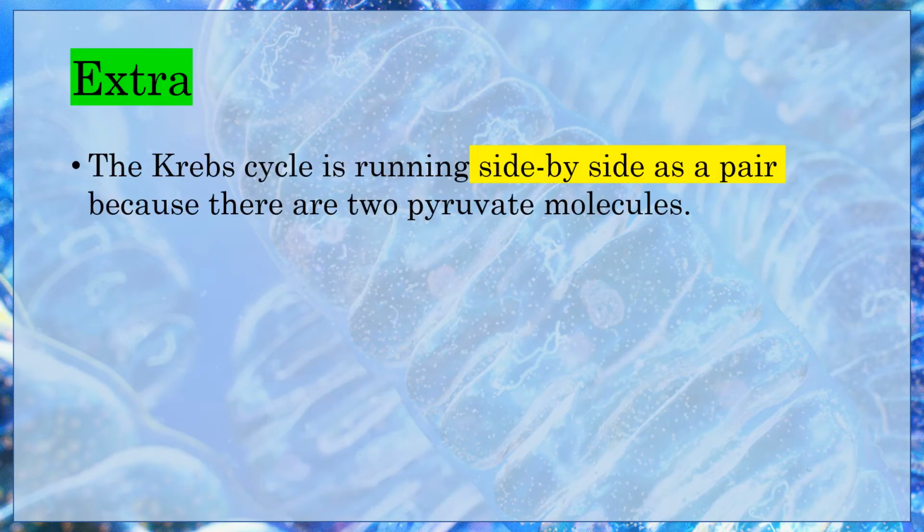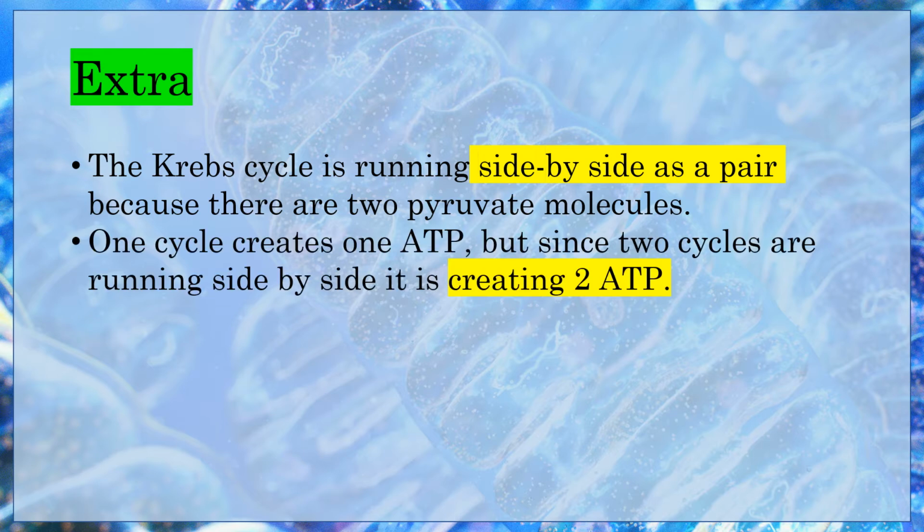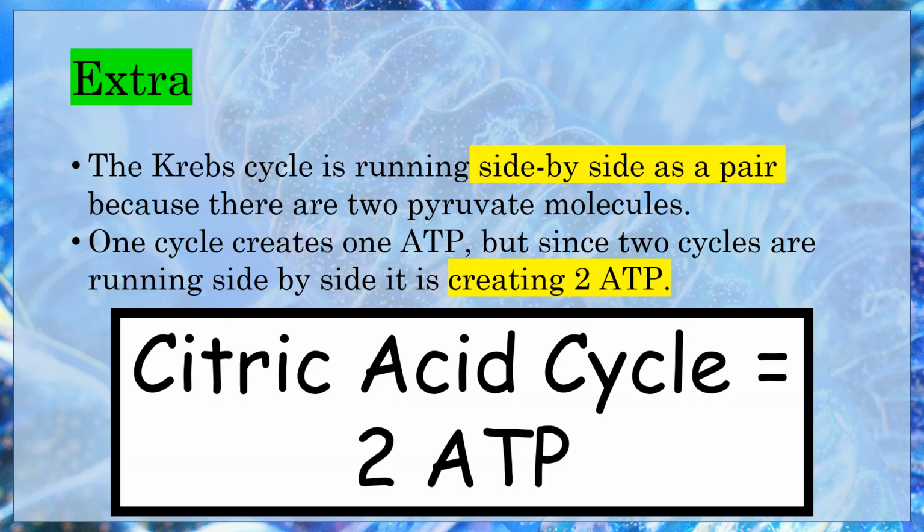Okay, what's important to remember is the Krebs cycle is running side by side as a pair because there were two pyruvate molecules. One cycle creates one ATP, but since two cycles are running side by side simultaneously, it's creating two ATP. So therefore, the citric acid cycle yields two ATP for us to use.